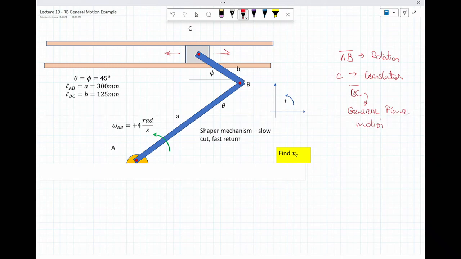So I have all three types of motions that I've described here, but one of the things that's really important to realize is that I can only do the analysis on one rigid body at a time. So if I'm looking at AB, I can't tell you anything about C. If I'm looking at BC, I can't tell you anything about A. But any point that is common between the two rigid bodies has the same velocity. So the velocity of B on the link AB and the velocity of B on the link BC is the same.